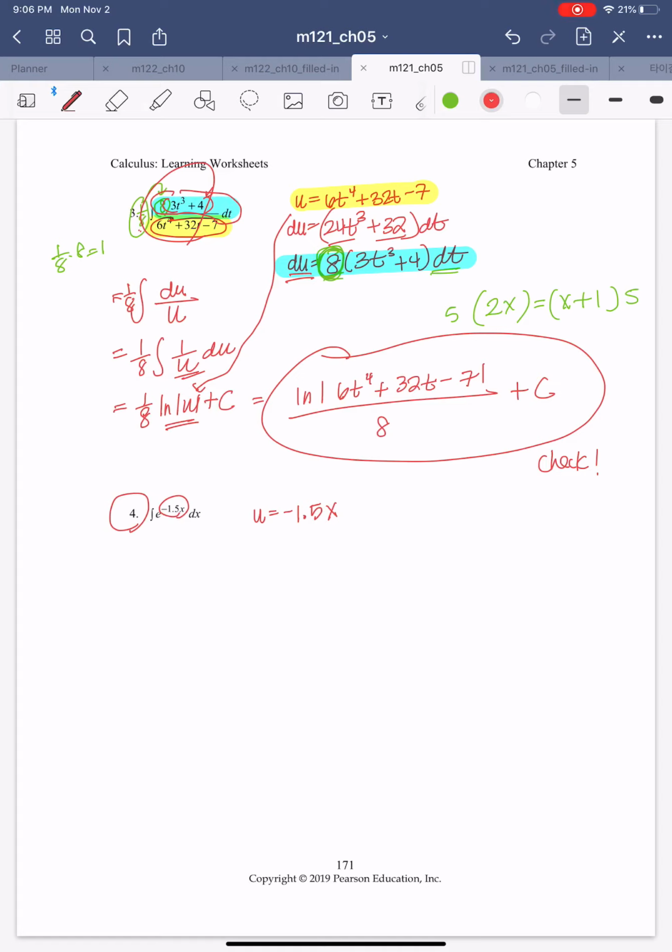And then I will do this one. I will set up the problem. I will let you do the work and I'll give you the solution. So du will be negative 1.5 dx. So it's the same strategy.